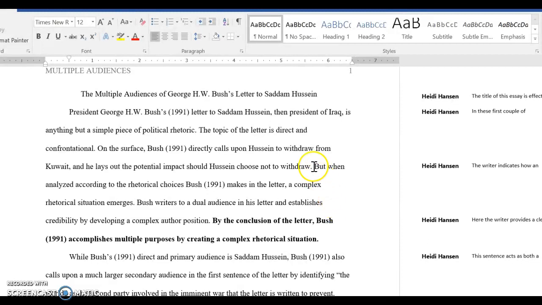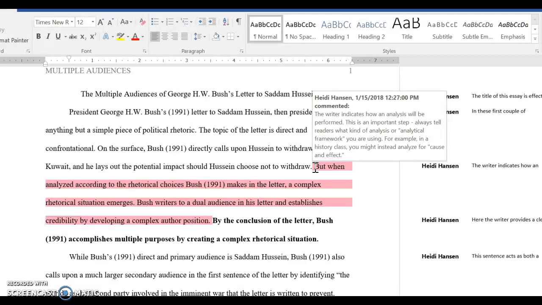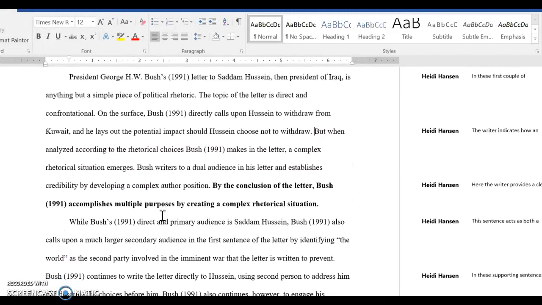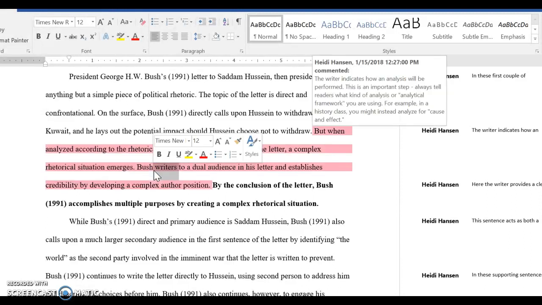And then in these next couple of sentences, the writer transitions to the specific argument that they're going to make about the text. So, when analyzed according to the rhetorical choices Bush makes in the letter, a complex rhetorical situation emerges. Bush writers, so we've got a typo here. That's not a big deal, but I might point that out if I'm giving someone feedback. So Bush writes to a dual audience in his letter and establishes credibility by developing a complex author position.